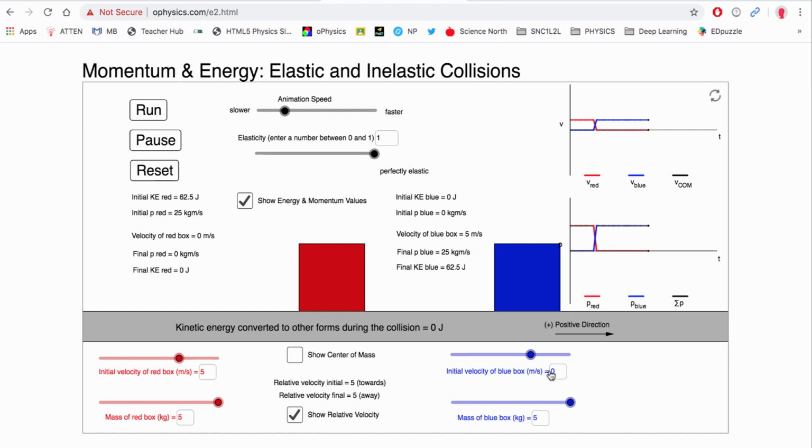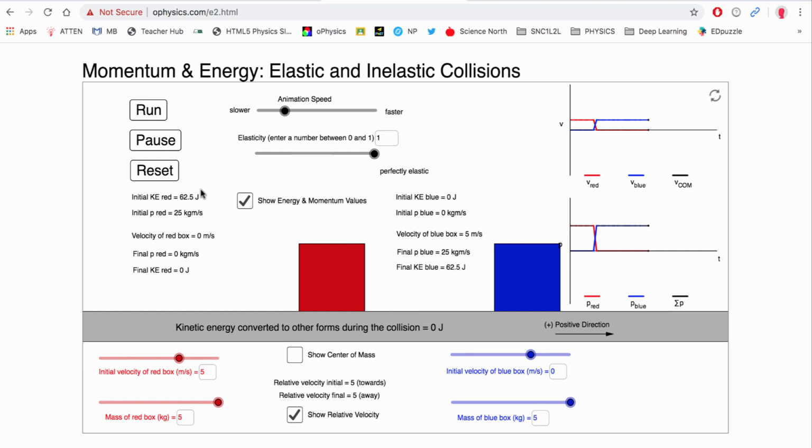The blue box started off at 0 meters per second, which means it had no kinetic energy and no momentum. After the interaction, it is now moving towards the right at 5 meters per second. It now has the 25 kilogram meters per second of momentum and the 62.5 joules of kinetic energy.